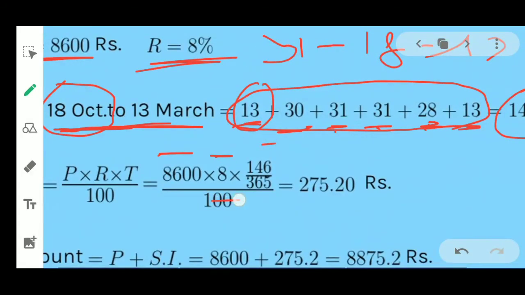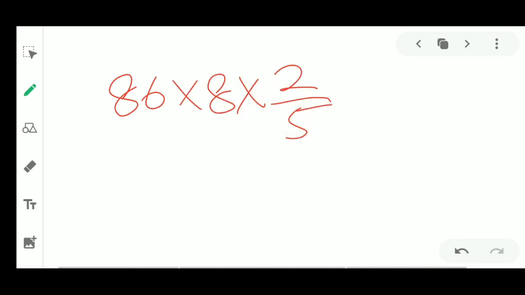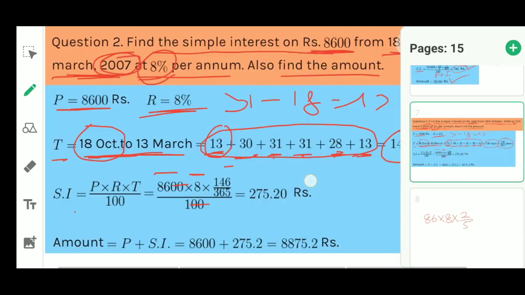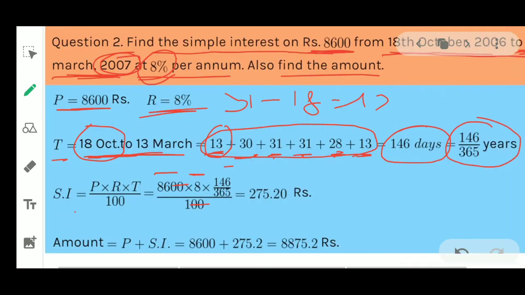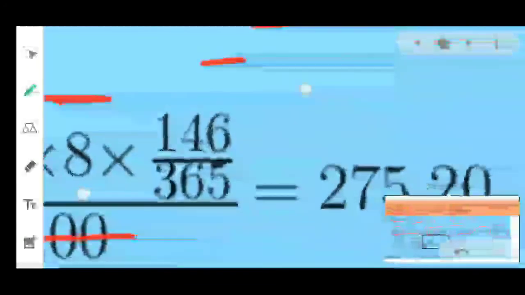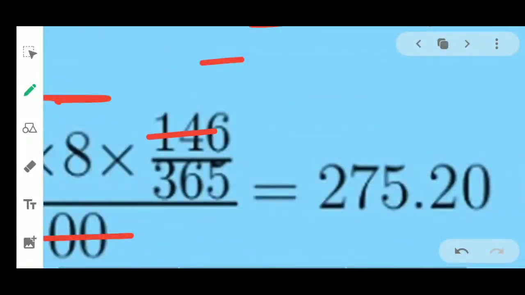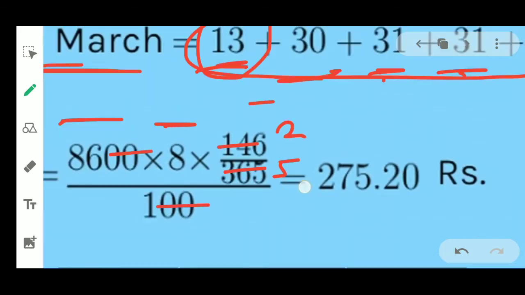Okay, first here 0 will be cancelled. Then we'll have 86 into 8 into 2 by 5. So 0 will be cancelled, and 146 by 365, that is actually 2 by 5, because 73 into 2 is 146, and 73 into 5 is 365.